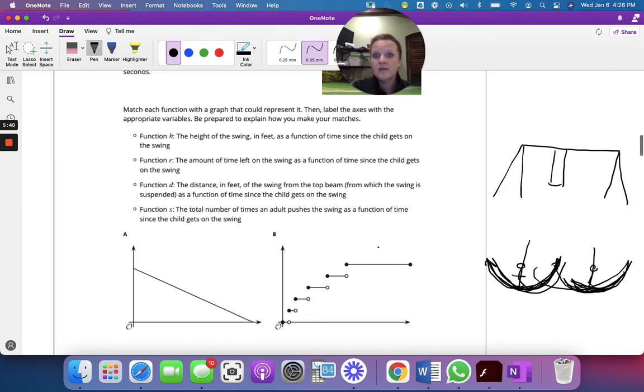Function R, the amount of time left on the swing as a function of time since the child gets on the swing. So, lots of time. So she gets on the swing at time equals 0. But at time equals 0, she has, I don't know, mom's letting her swing for 15 minutes. Well, as the, let's see if I can delete this.